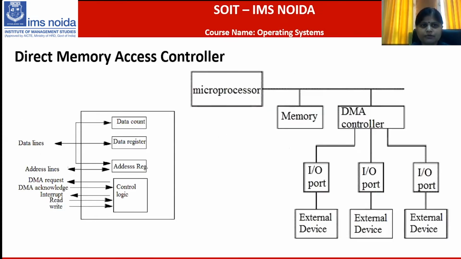This is the block diagram of the DMA controller, which is now showing on your screen. We have the microprocessor connected with memory and the DMA controller, and the DMA controller is connected with different input-output ports. These input-output ports are connected with external devices. On the left side of the figure, we can see the data count and address register connected with each other, and the data registers connected with the data lines. Address registers are connected with the address lines, and the control logic has DMA request, DMA acknowledge, interrupt, read, and write.